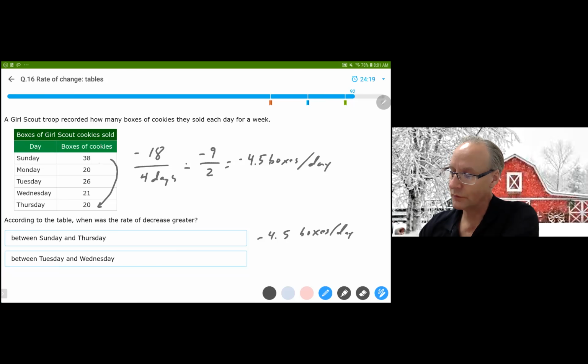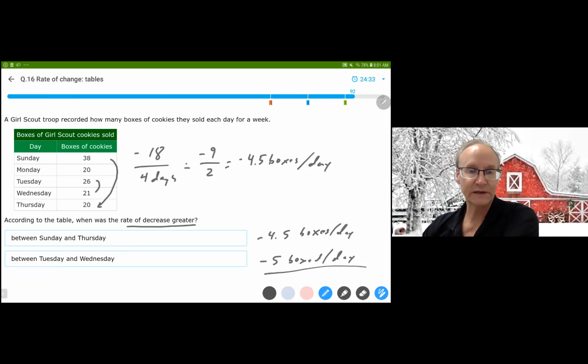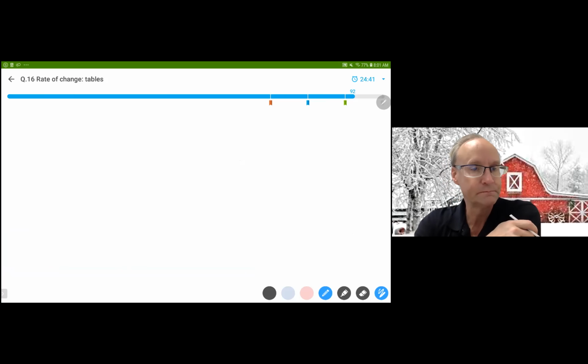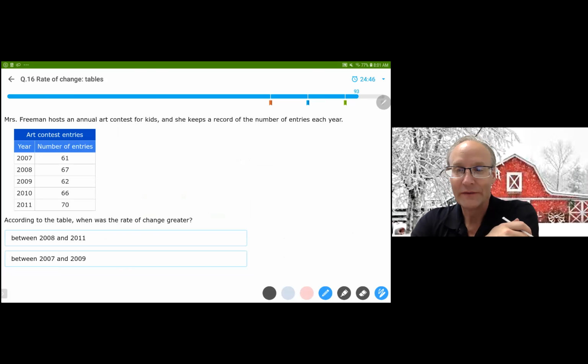And between Tuesday and Wednesday, it was only 1 day. So it went down 5 boxes per day for that 1 day. So the rate of decrease is greater for this day. I know it's confusing because of the negative, but it really is. It's a double negative. It's a negative decrease. Anyway, there you have it. It's where the real world gets in the way of my math. All right.